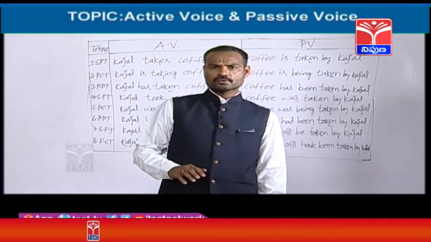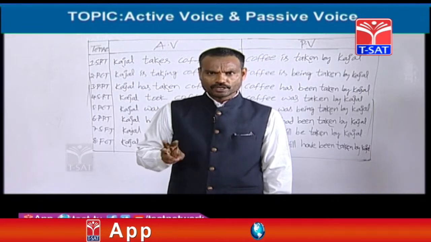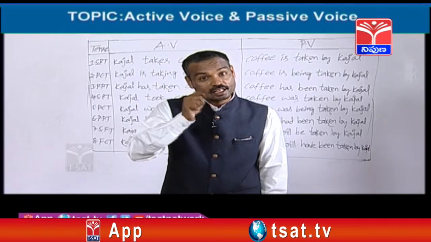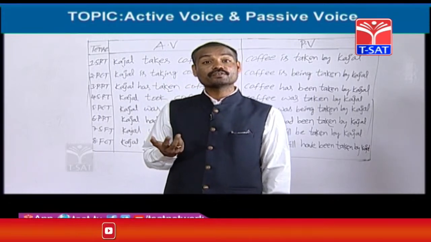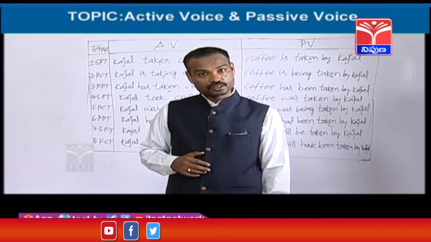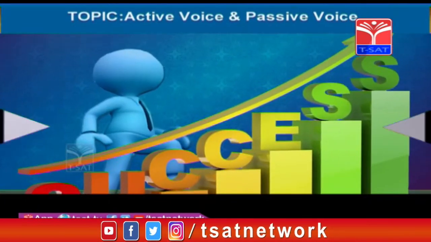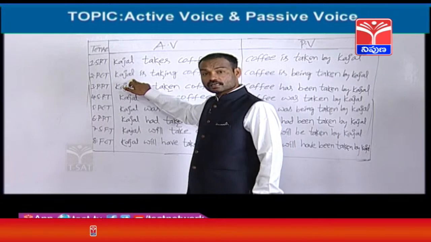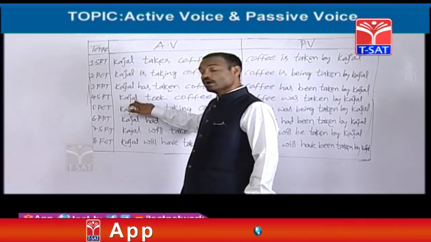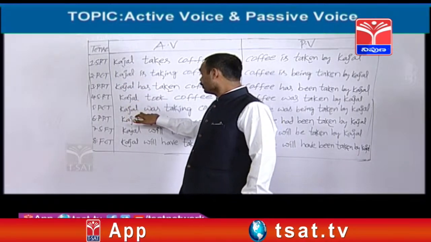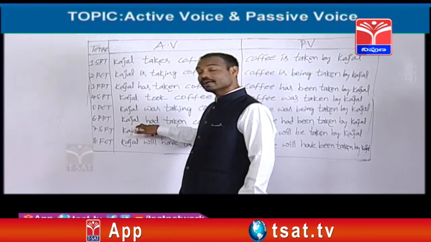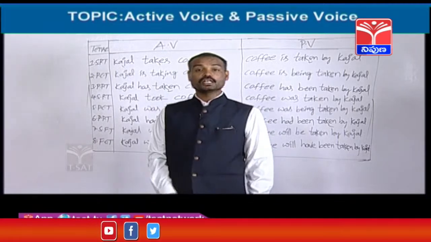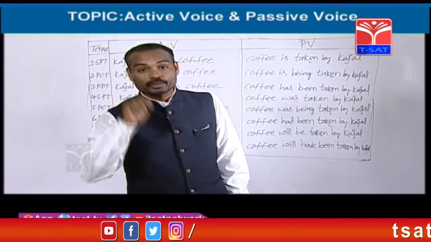Sir, positive type is model 1, negative type model 2, interrogative type model 3, only three types? No, there is another model. WH type questions are also given. Oh God, even WH words are given, sir. Yes. What does Kajal take? What is Kajal taking? What has Kajal taken? What did Kajal take? What was Kajal taking? What had Kajal taken? What will Kajal take? What will Kajal be taking? See friends, like this there are so many models.